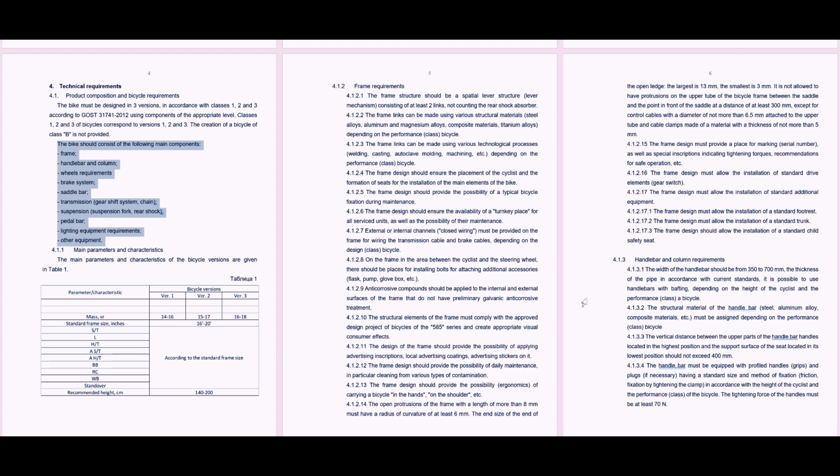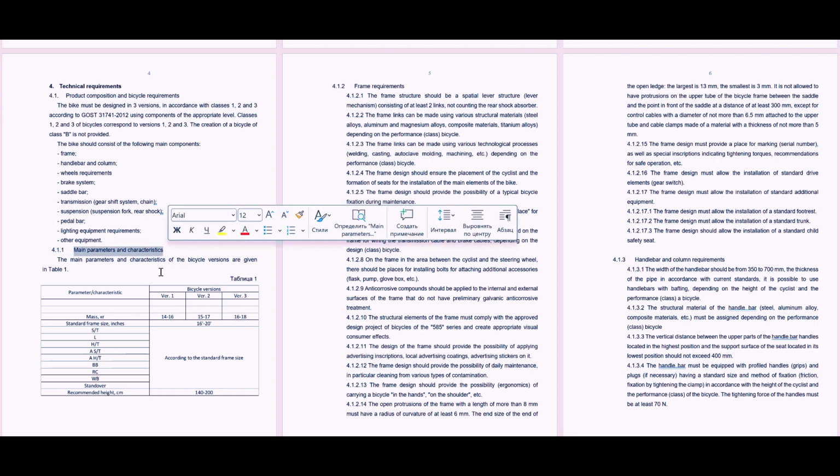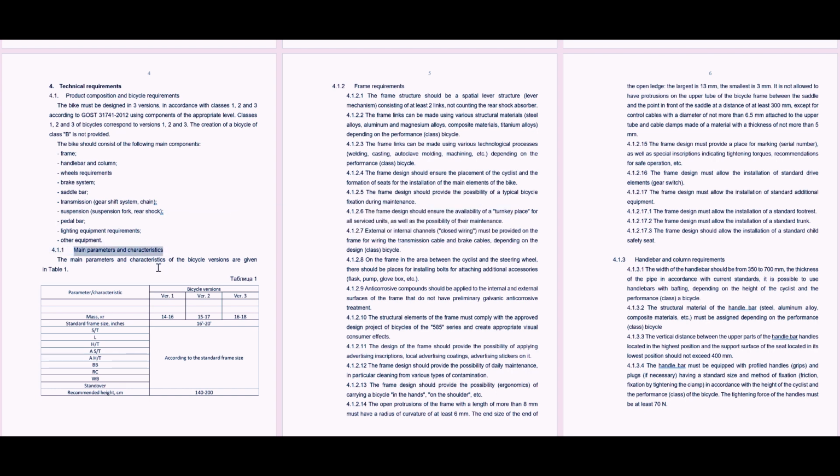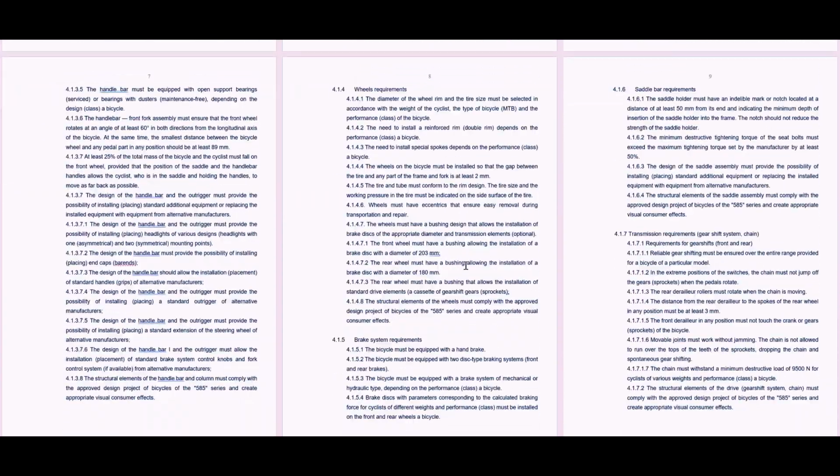The next, data from the subsection main parameters and characteristics. If necessary, a description of an individual mass-dimensional characteristic of the project. The next, the data from the subsections corresponding to the design engineering structure of the product. In the case of a bicycle, it's a frame, handlebar and column, wheels, brake system, saddle assembly, and transmission.